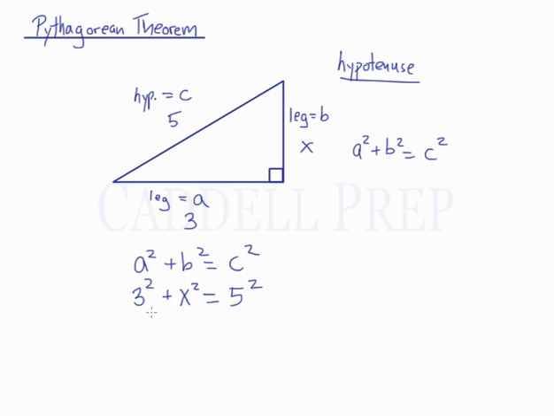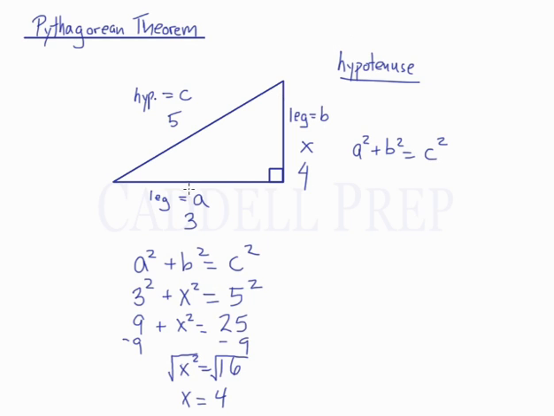And now we'll just solve for x. So 3 squared is 9, x squared is still x squared, and 5 squared is 25. To solve for x squared, we'll subtract the 9 from both sides. We get that x squared equals 16. Now to solve for x, it's squared, and the inverse of squaring something is to do the square root. So the square root of x squared is x. Square root of 16 is 4. So now we found that the measure of this leg is 4.